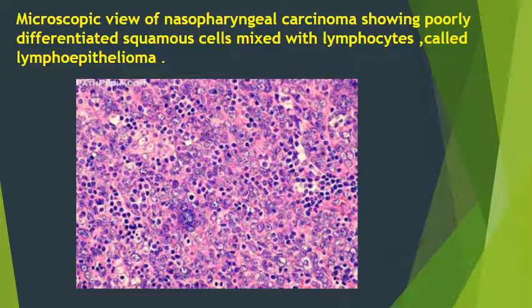This is a microscopical view of nasopharyngeal carcinoma. Look at the T lymphocytes, mature T lymphocytes. They are not malignant. These are syncytial sheets of malignant epithelial cells surrounded by mature lymphocytes. So the malignant component of the tumor is not the lymphocyte, it is the malignant epithelial cell. This tumor is called lymphoepithelioma.